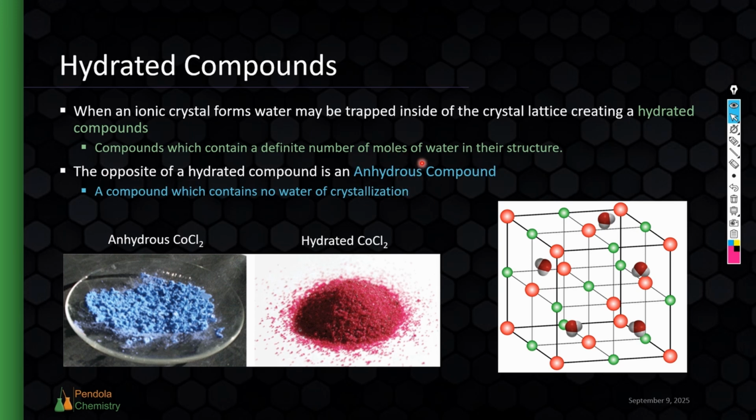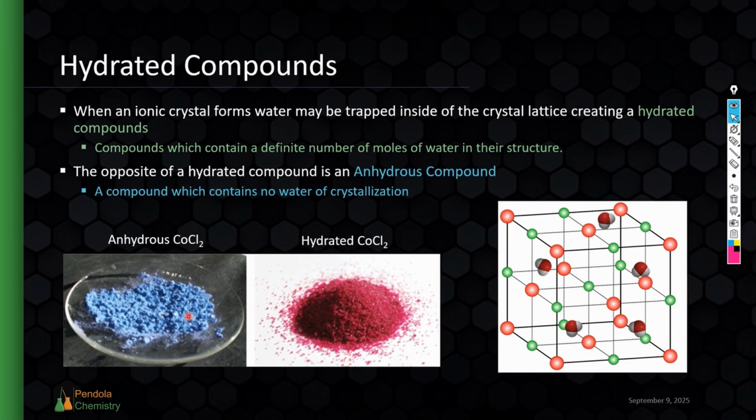The name kind of defines itself. An anhydrous compound is a compound which contains no water of crystallization. So these are compounds that had either been dried up or that when they formed, they did not trap water in their structure. This is anhydrous cobalt-2 chloride, so this is the anhydrous version of this hydrated CoCl2.